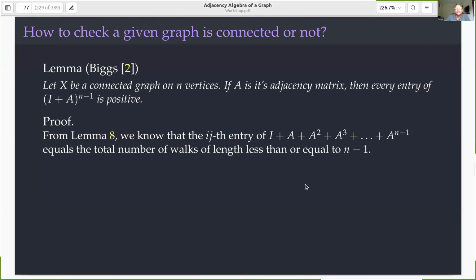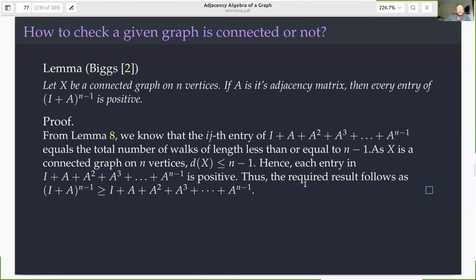Here, greater than or equal to means entry-wise greater than or equal to. So (I plus A) to the power n minus 1 is automatically greater than or equal to this, so it is positive. Yeah, sorry, that is what you are saying, please.